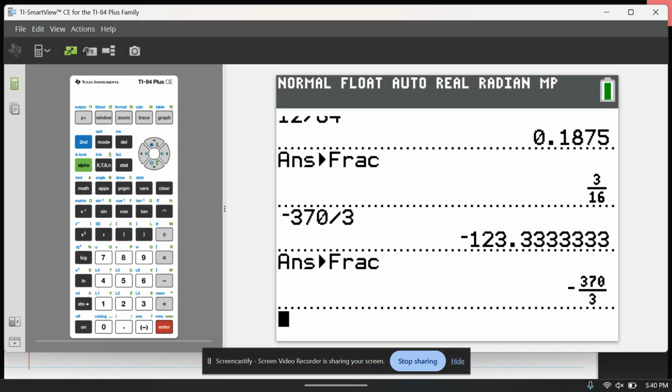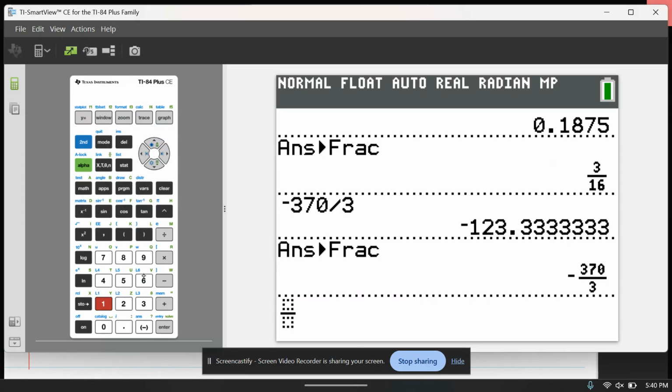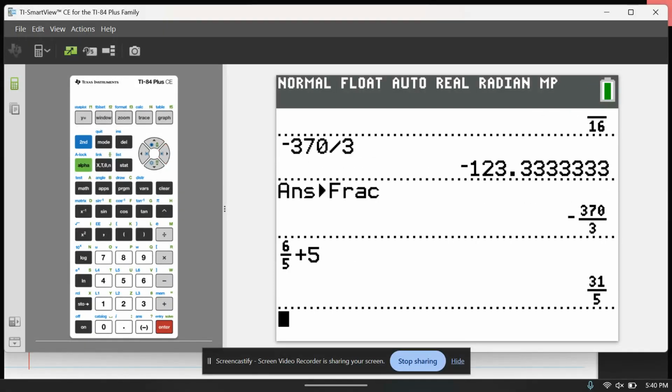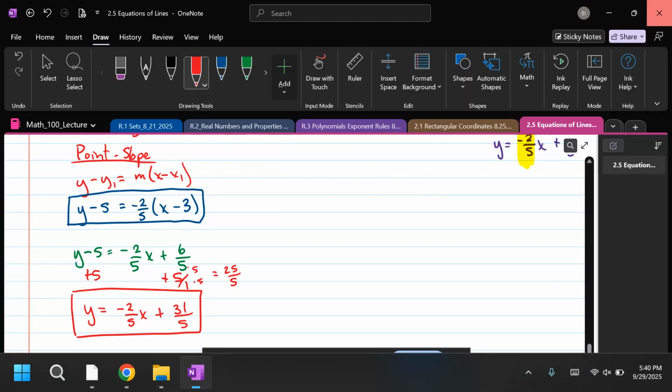we're taking that 6 over 5. So Alpha, Y equals is where your fraction button lives. So we got 6 over 5, and then go to the right to get out of that fraction, and then I'm adding 5. That just saves me from having to do the common denominator stuff, and it does it for me. 31 over 5. There's my slope-intercept form.